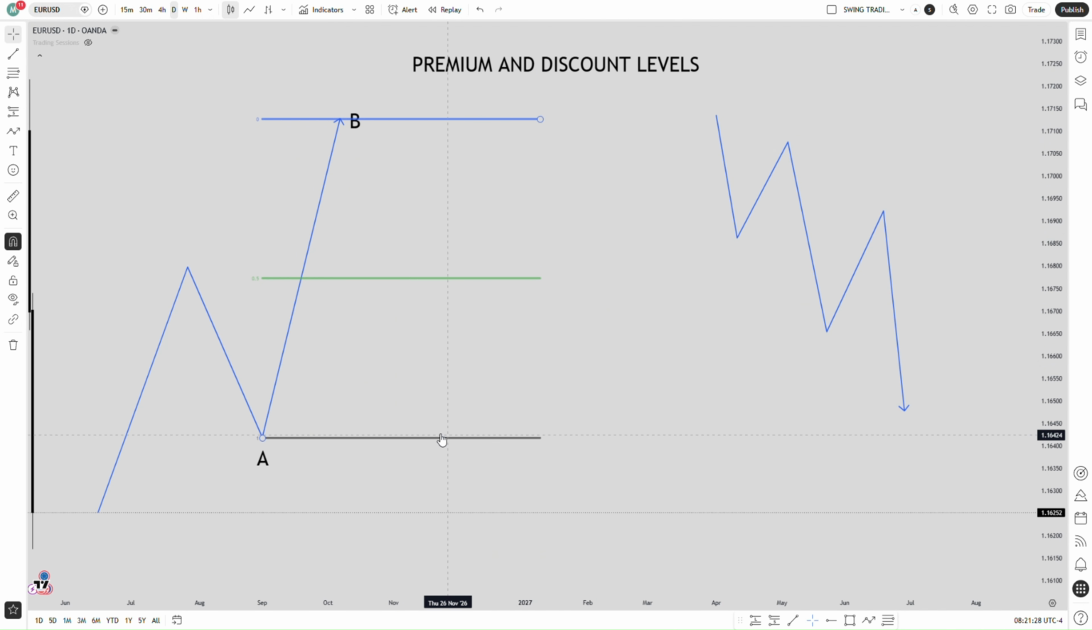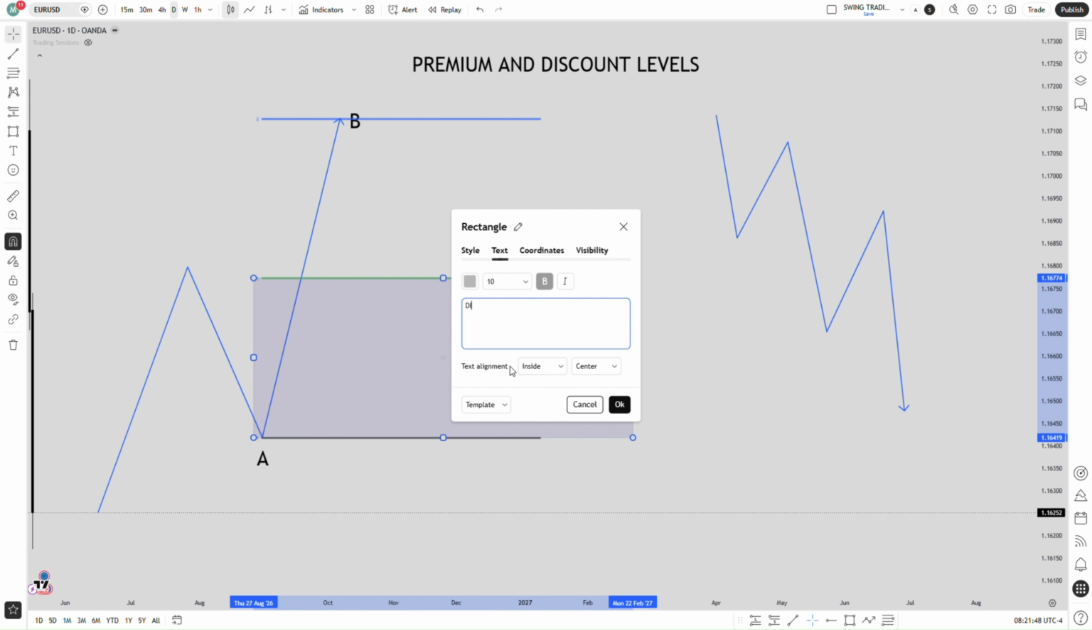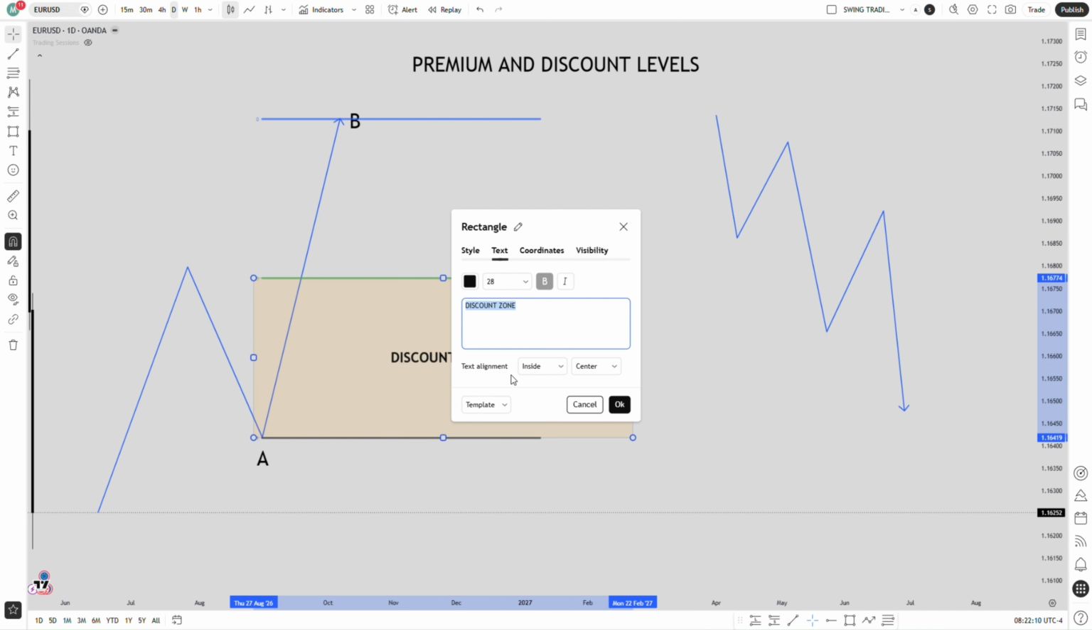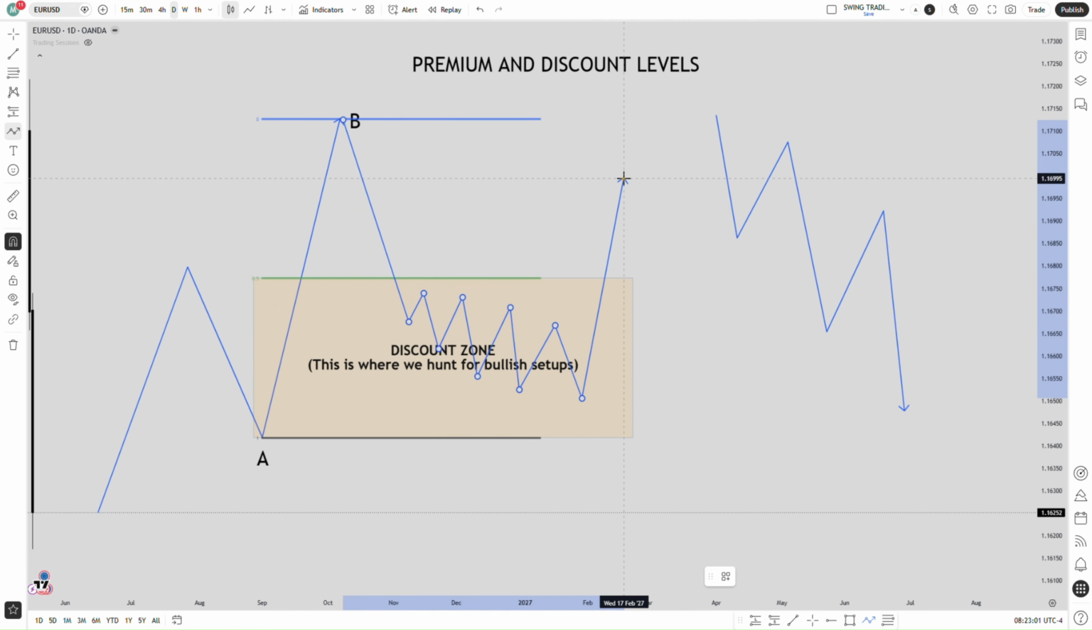Basically, this 50% is the equilibrium zone. This is the midpoint between point A and point B. But considering premium and discount, this lower portion is what we call our discount zone. So let me label this a discount zone. This is the discount zone where we expect to take bullish trades. In a discount zone, this is where we look for bullish setups. So if you are going to be buying, you are going to be buying if and only if the market comes back into this discount zone. Anywhere in this discount zone, you're looking for bullish opportunities to buy to the upside.